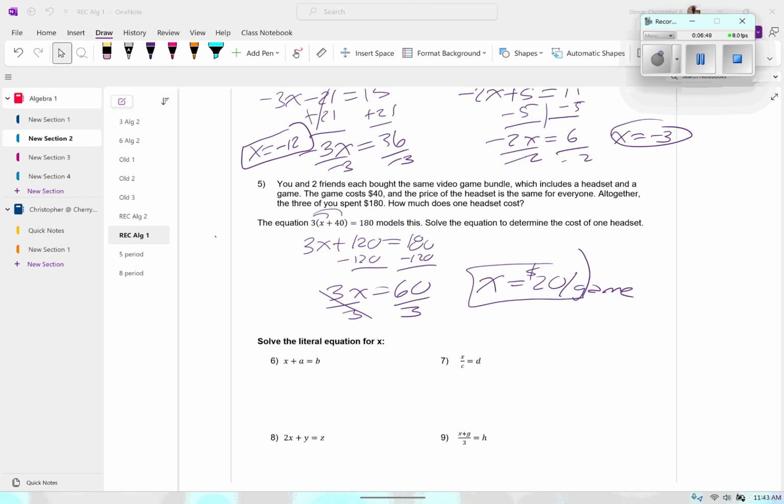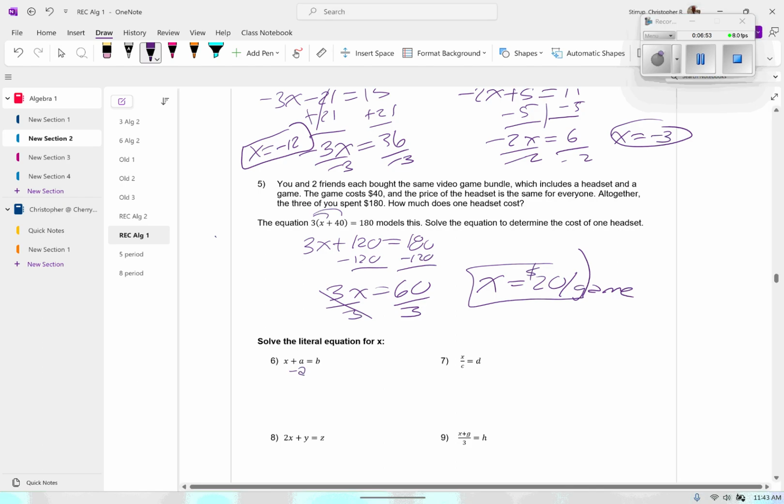Okay, solve for x. So we have 3 variables. We have x, a, and b. I want x by itself, so I'm going to subtract a from both sides. So x equals b minus a.